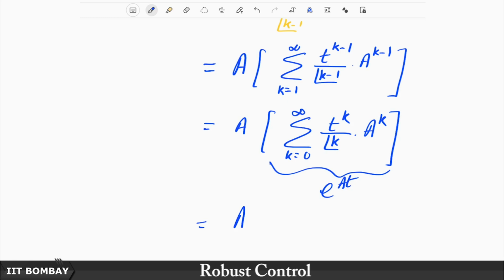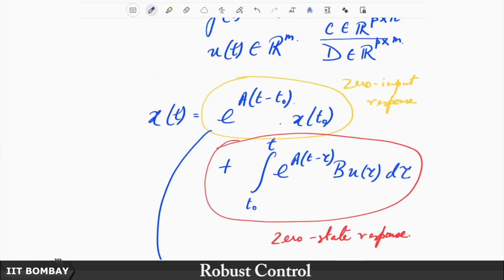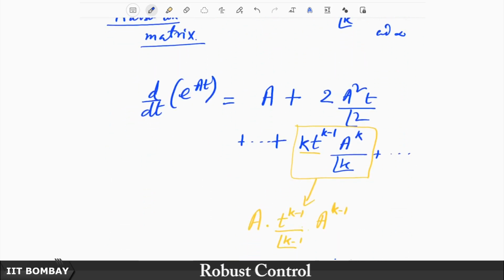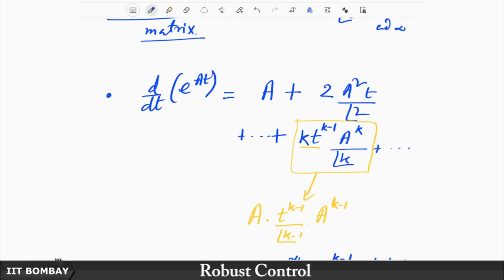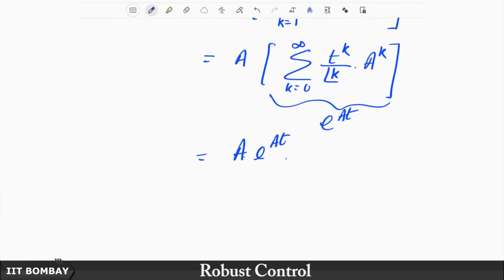So, this turns out to be A times e to the At, and that is a very important and significant property of this so-called state transition matrix, which is what essentially leads to the fact that this is a solution of the state equation that we have claimed earlier. So, you have to use this property. This is an important property of the state transition matrix, the matrix exponential.